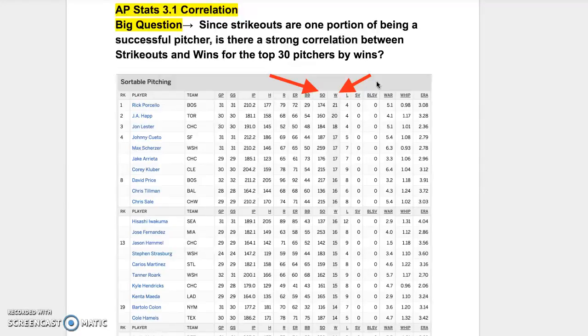So I would think that there might be a positive association between strikeouts and wins, meaning the more strikeouts a pitcher has, the more wins that they would have. And we're going to see if that holds up.